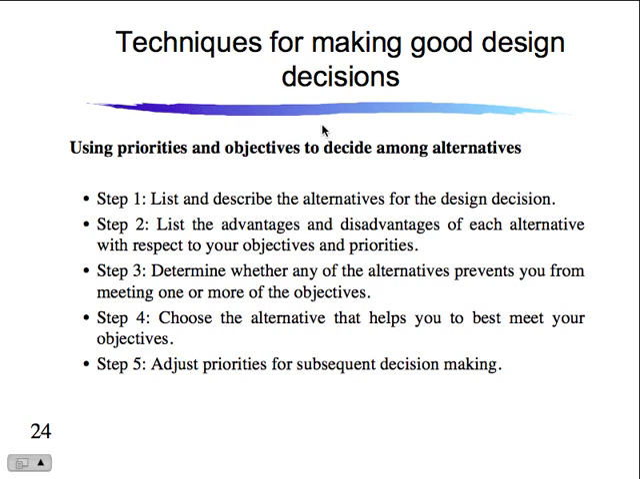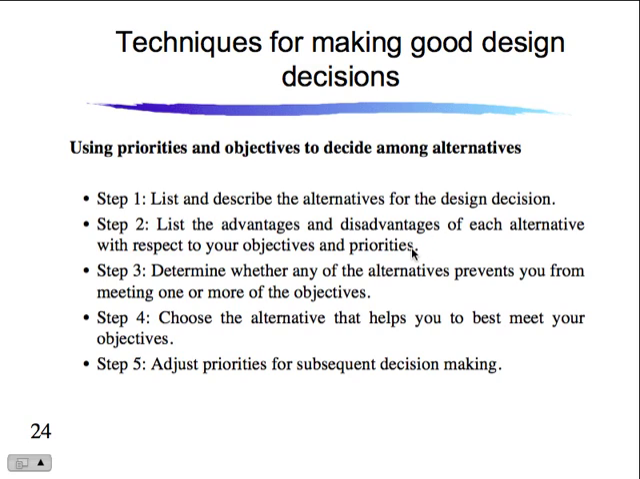But here are some steps. You want to list out and describe the alternatives for the design decision. Maybe you've already decided which design you're going with for your design document, because that makes you decide. After you've done all your analysis, you have to pick an approach at one point. So you can list out everything and then pick, or list out the advantages and disadvantages of each design decision with respect to the objectives and priorities you have set in mind.